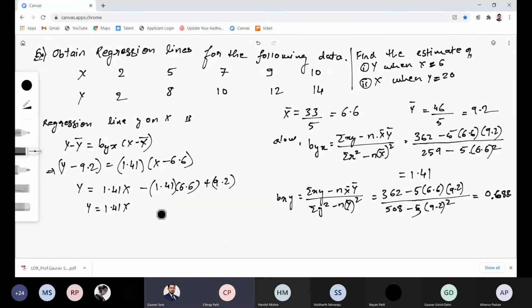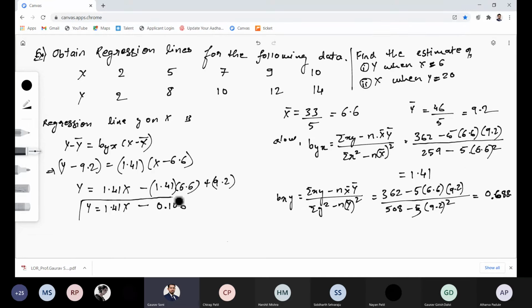So that is minus 9.306. That constant term. So the final answer is minus 0.106.